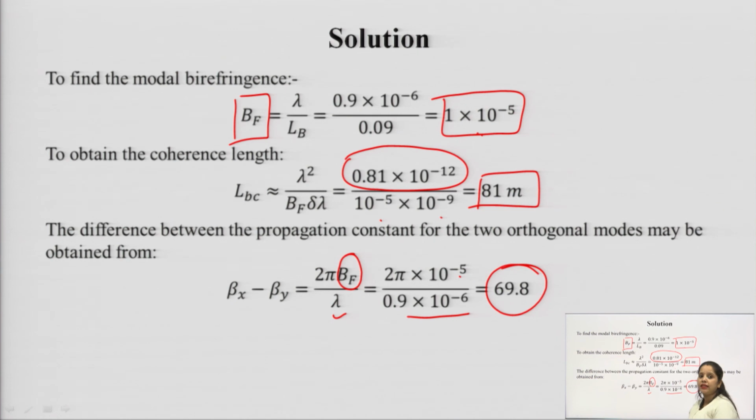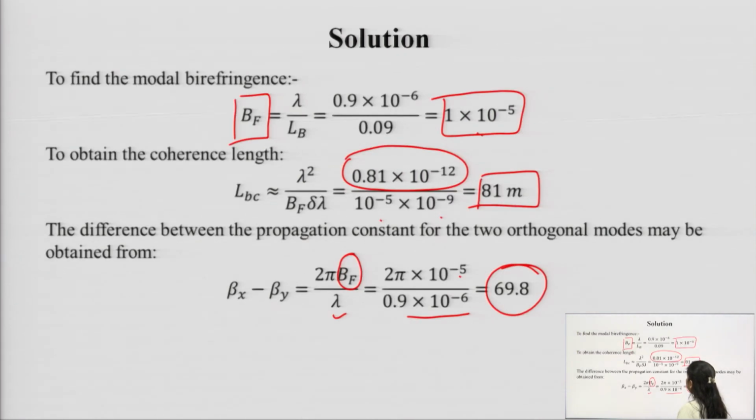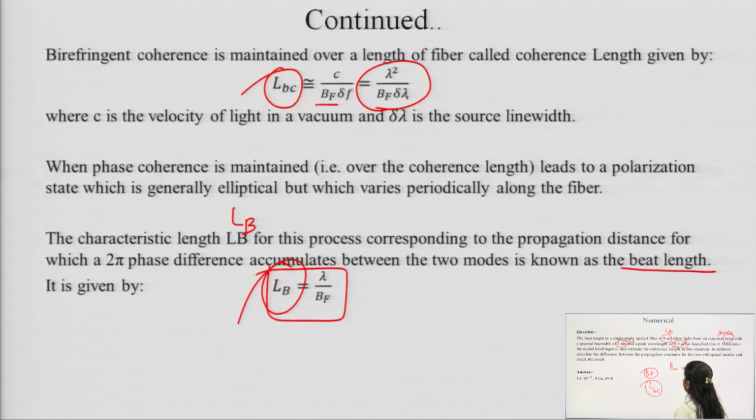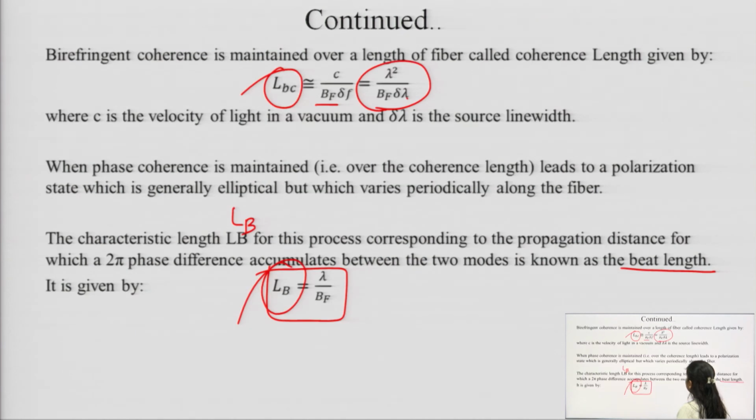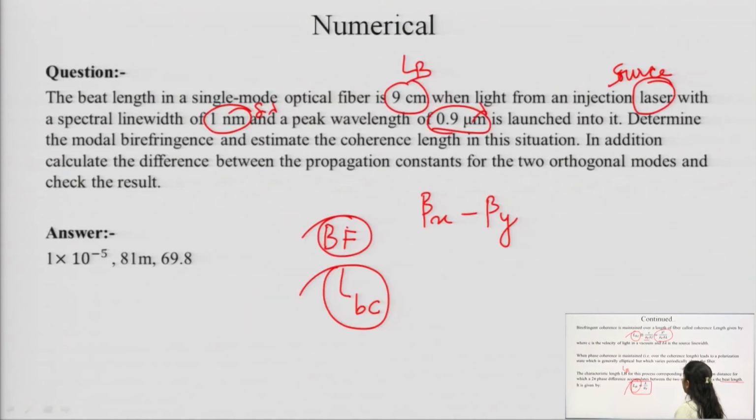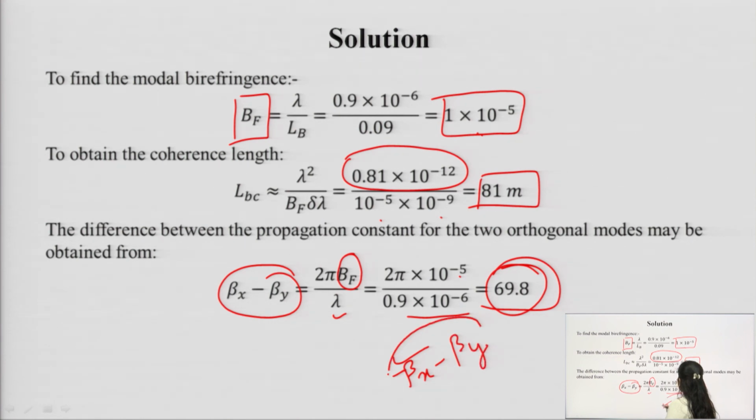Now, we have to check the result also. For checking the result, we can use any of the formulas which are given, and see whether we get the same value or not, and then we have the propagation constant difference between the two orthogonal modes, which is beta x minus beta y.